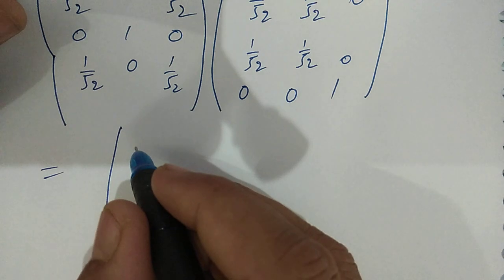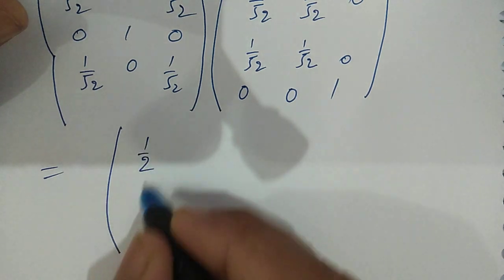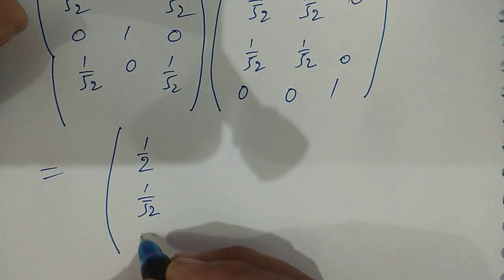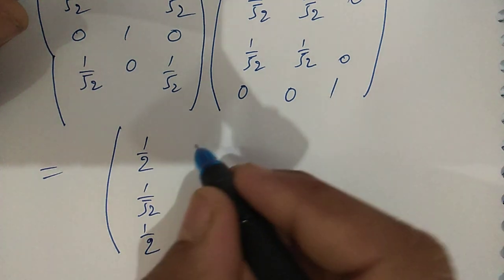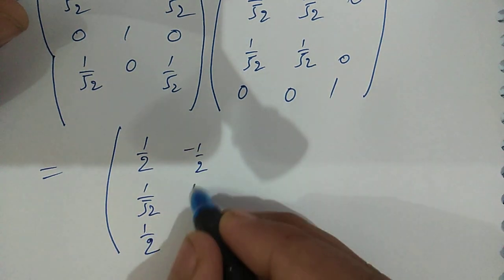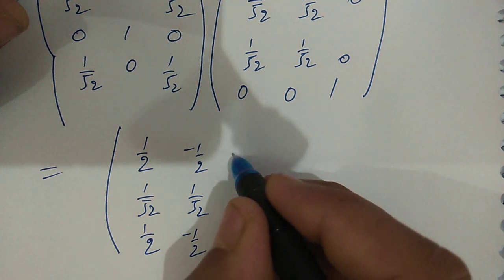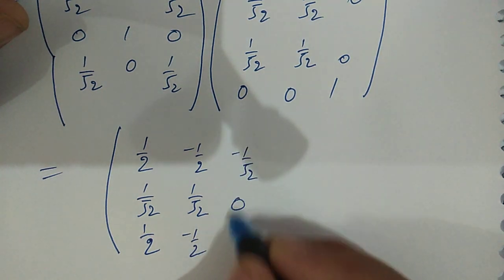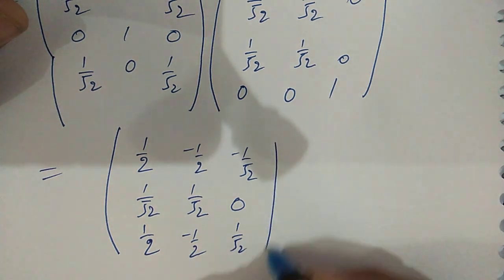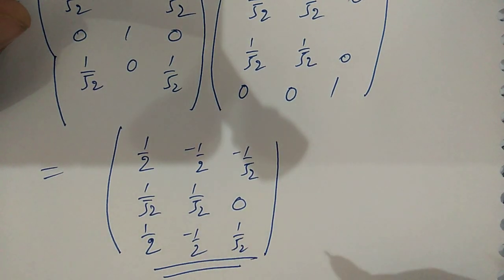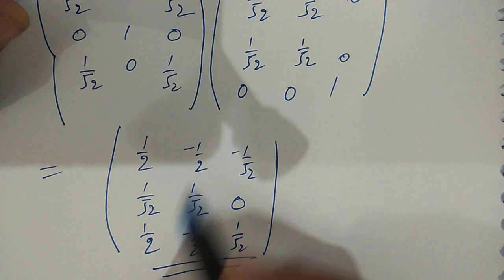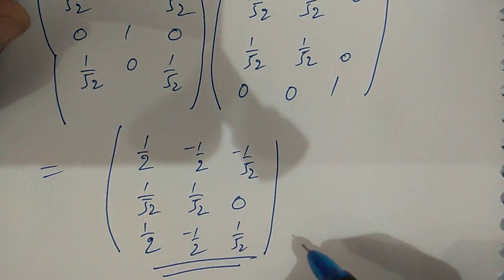So if you multiply, we get one matrix. So that will be 1 by 2, 1 upon root 2, 1 by 2, minus 1 by 2, 1 upon root 2, minus 1 by 2, minus 1 upon root 2, 0, 1 upon root 2. So this is your modal matrix. So each column is the eigenvector.